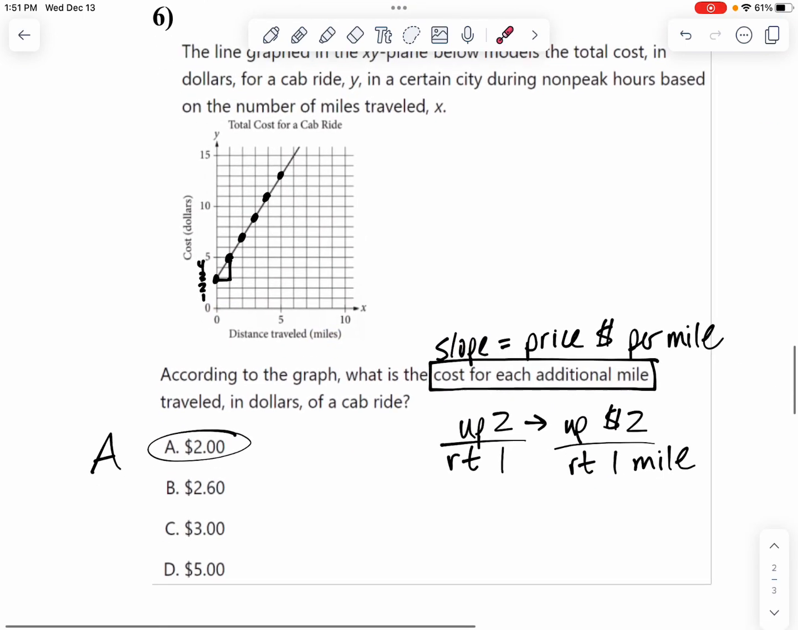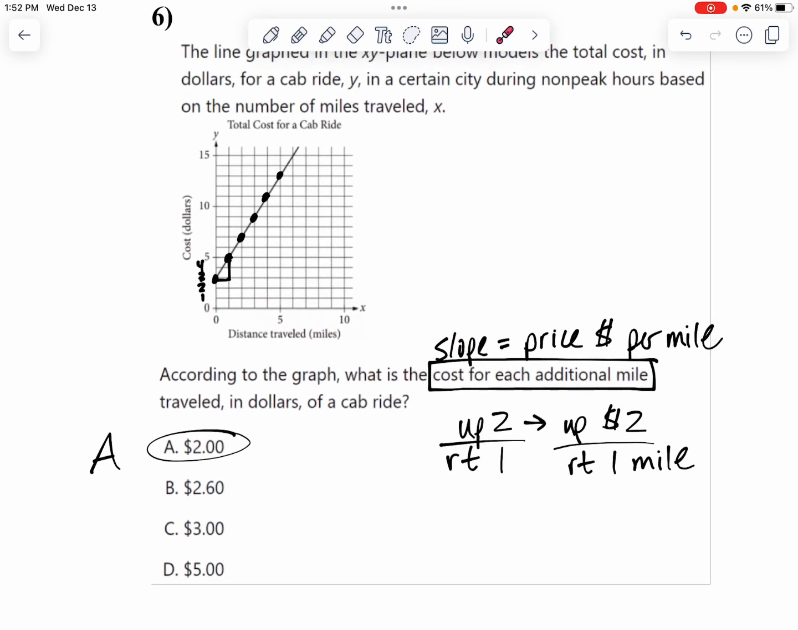So I'm going to write that as a ratio just to keep my work straight. It doesn't take very long, but I don't want to make a silly mistake here. Up 2, right 1, and up is $2. I went up $2 because the up-down label is in dollars, and I went right 1 mile because the x label is miles. And so what is the cost for each additional mile in dollars? Up $2 per mile. $2 is the answer.